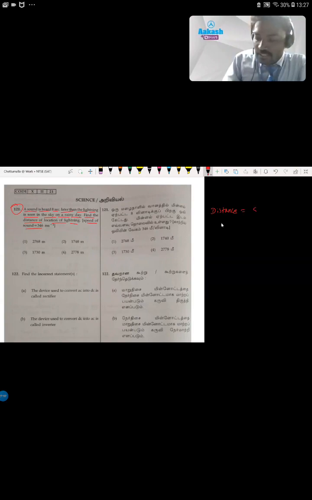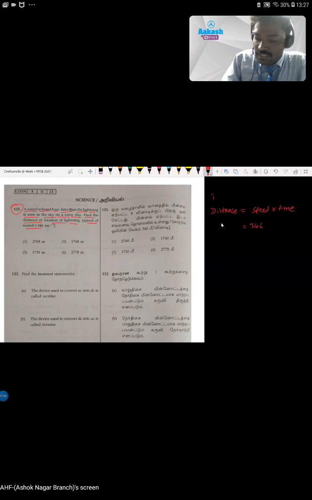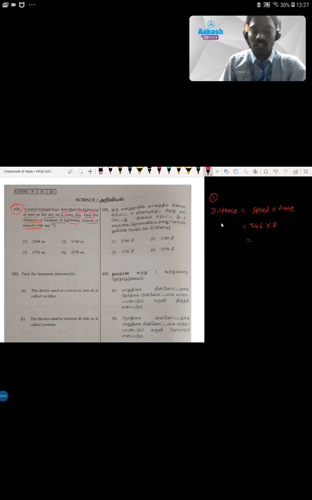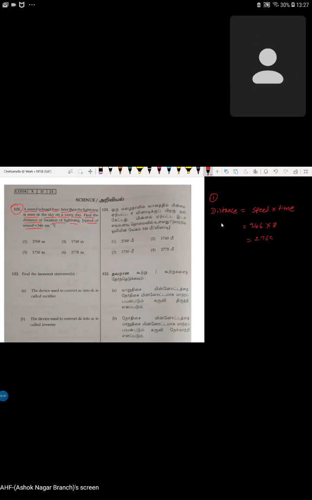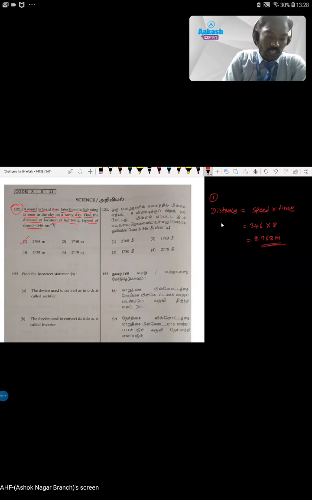distance is speed into time. Speed is 346 meter per second into time is 8 seconds. How much is 346 into 8? 2768 meters. Okay students, the first option is the suitable answer for this question. And question number 122, they are asking to find the incorrect statement.